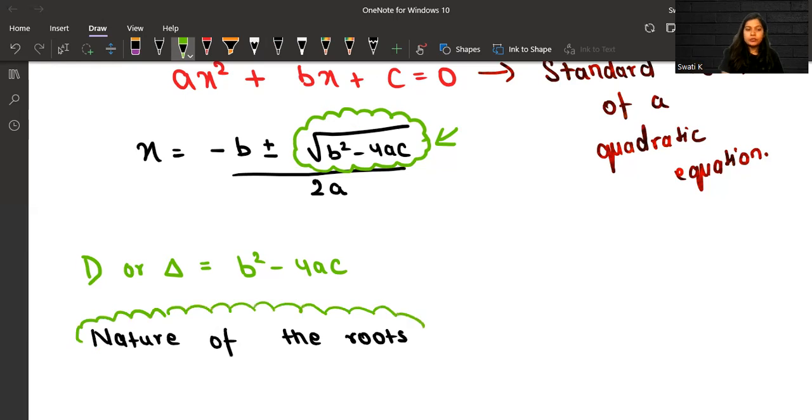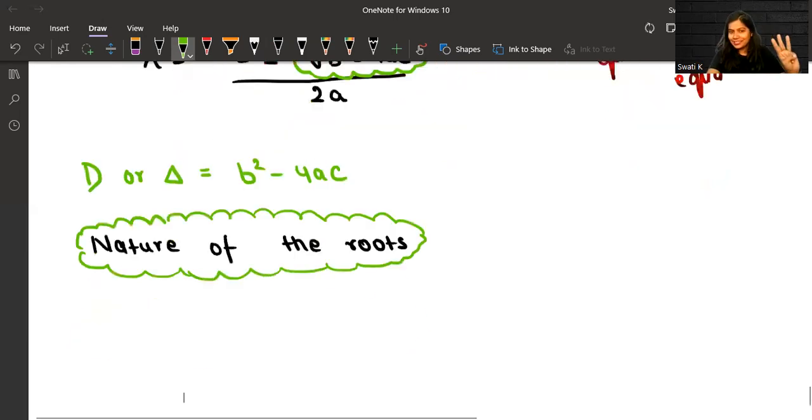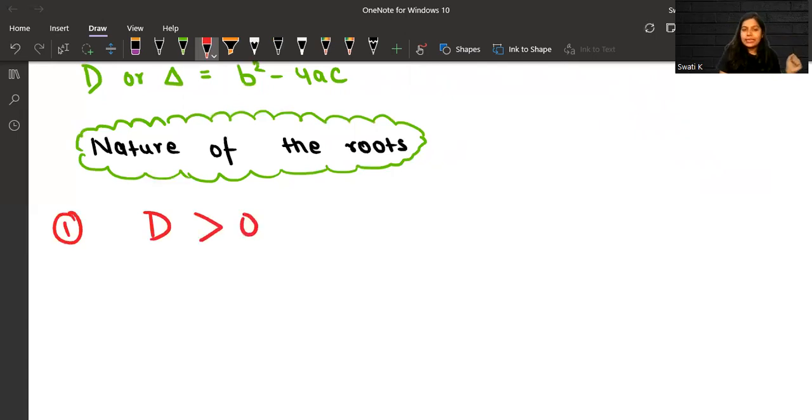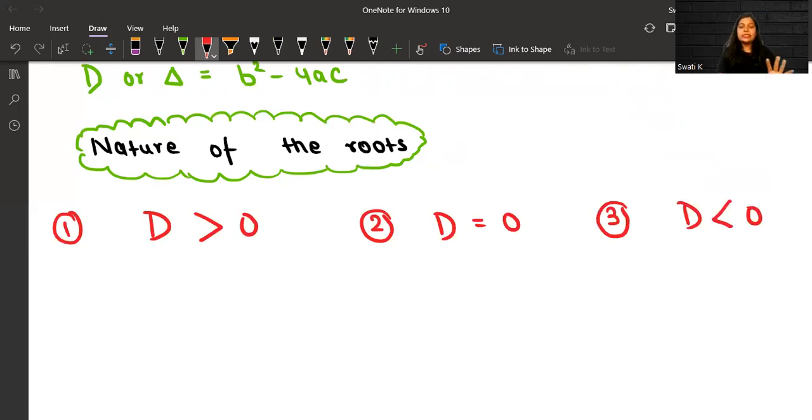So now we will be talking about the nature of the roots. When I'm saying nature of the roots, we have basically three cases. The first one is when the discriminant is positive, that means greater than 0. The second case, when the discriminant equals 0. And the third case, when the discriminant is less than 0. These are the three cases through which we will find the nature of the roots.